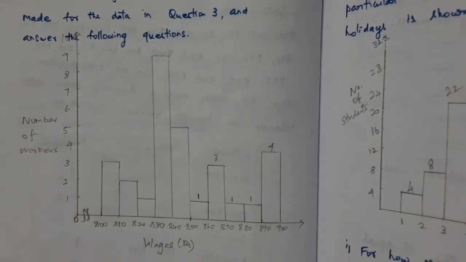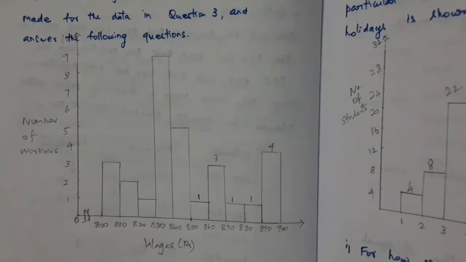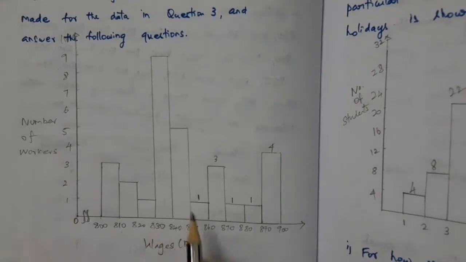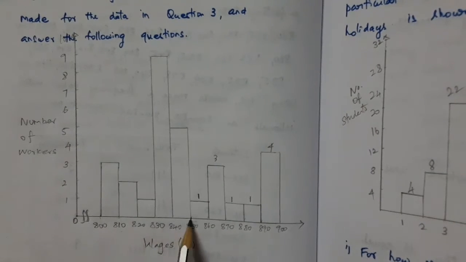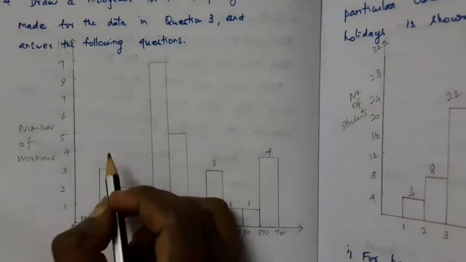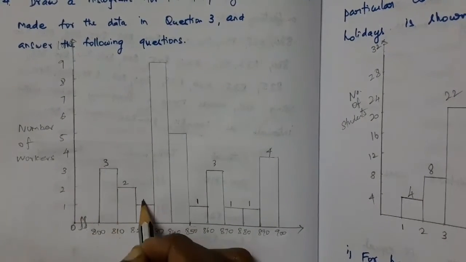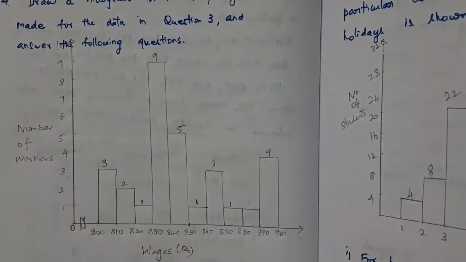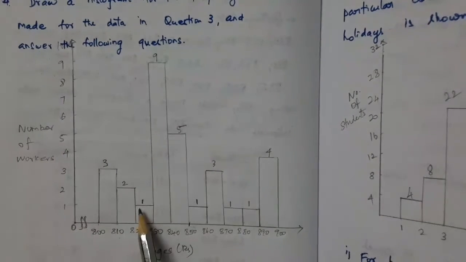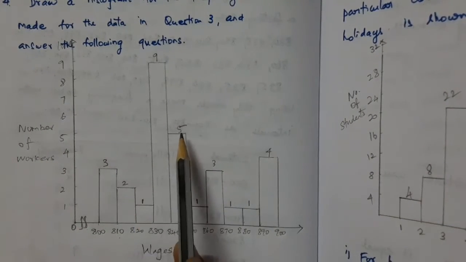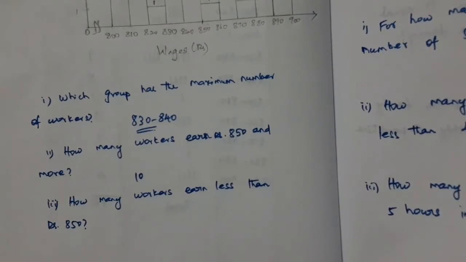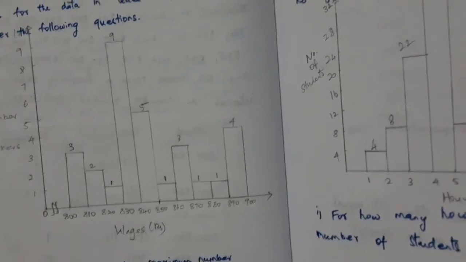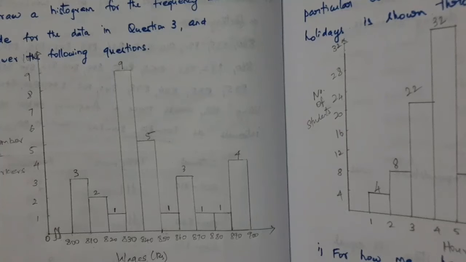How many workers earn less than rupees 850? Now we have to count to the left side of that. How many workers are earning less than 850? So here all these from here to here they are earning less than 850. So this is 3, this is 2, this is 1, this is 9, and this is 5. Okay, if you add all, this is 9 plus 1 is 10, 10 plus 5 is 15, 15 plus 3 plus 2 is 20. So workers earning less than 850 is 20. Okay, this is how you have to answer the questions by seeing the histogram.